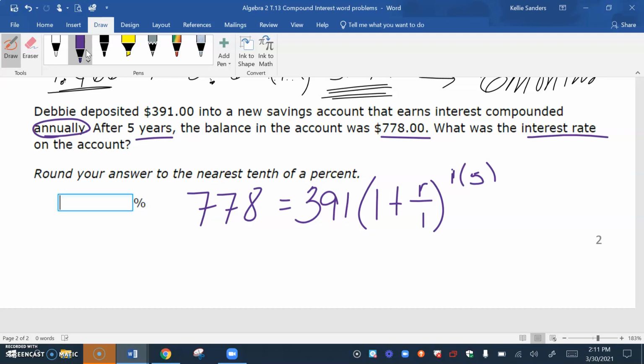So we're going to divide by 391. 778 divided by 391, 1.989 equals 1 plus r to the 5th power.